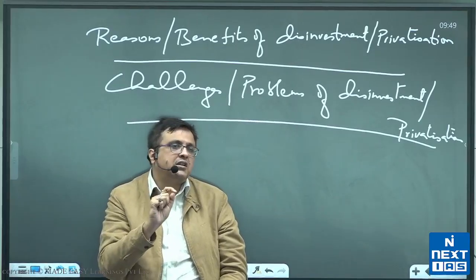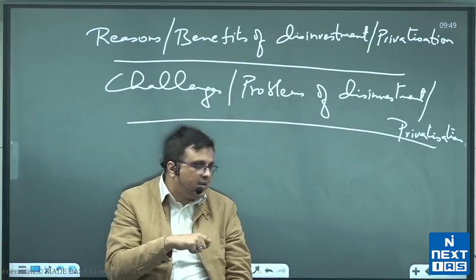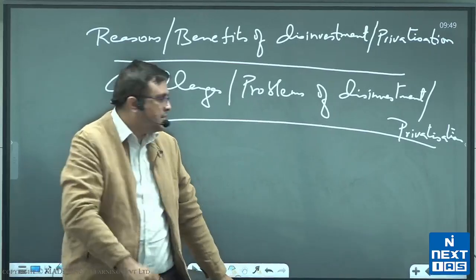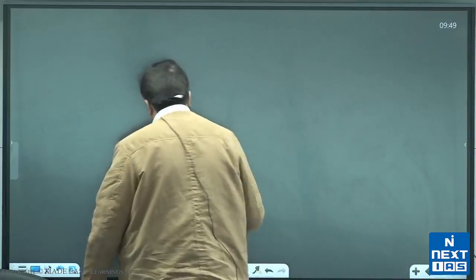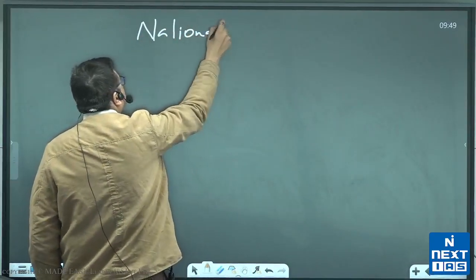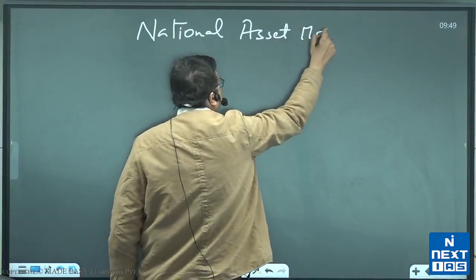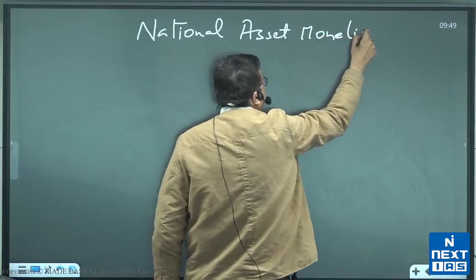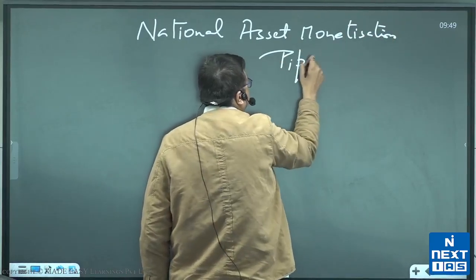You write National Asset Monetization Policy. I'm going to teach you what is meant by monetization of asset. National Asset Monetization Policy. The government calls it National Asset Monetization Pipeline.